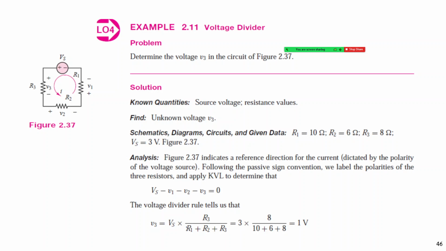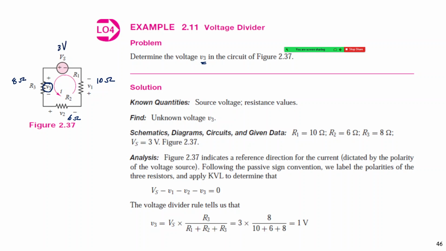Okay, now let's see an example about voltage divider. Determine the voltage V3 in this circuit, V3 here. What we know is the source voltage, the resistance values, and the unknown voltage V3. In this case we know R1 is 10 ohm, R2 is 6 ohm, R3 is 8 ohm, and then Vs is 3 volt.